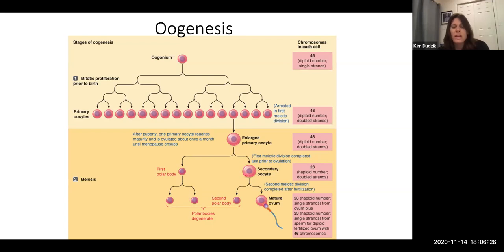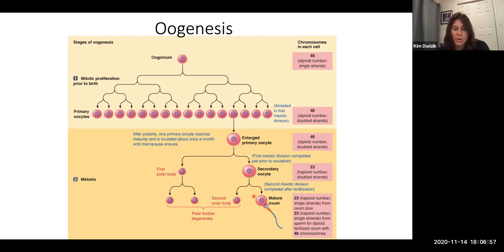Okay. The secondary oocyte, realize, is haploid now because we just went through meiosis 1. Once it goes through its second meiotic division, and it doesn't do that unless it's fertilized. So the second meiotic division occurs once fertilization occurs. That's why there's a little sperm there. But when that happens, it divides unequally again.